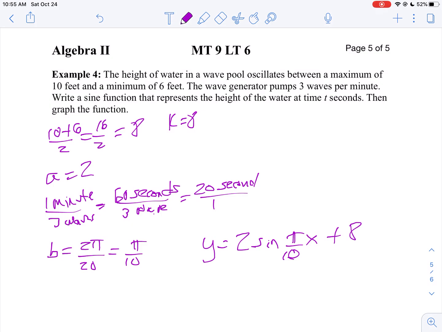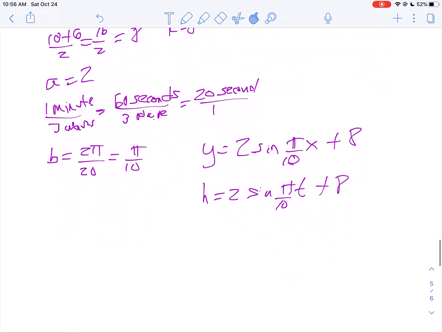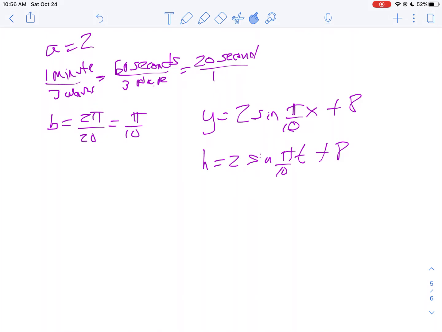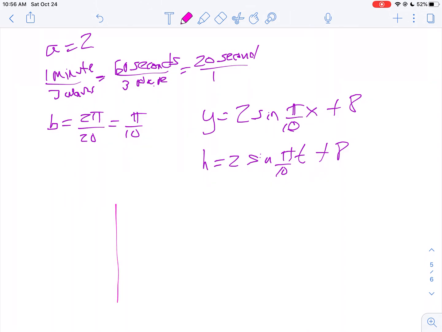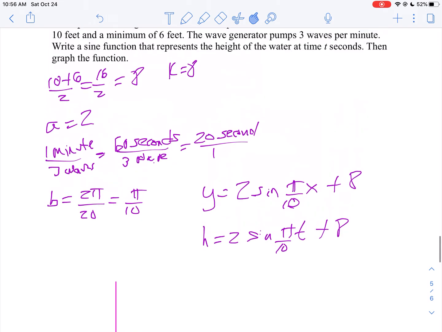Now, since we're doing an application, we're looking at the height here, aren't we? So instead of doing y and x, let's do height equals 2 times the sine of pi over 10 times t plus 8. Same thing, isn't it? But a little bit more application here. So when I graph this, I don't have a phase shift, so that makes my life a lot easier. I do know my vertical shift is going to be up 8.